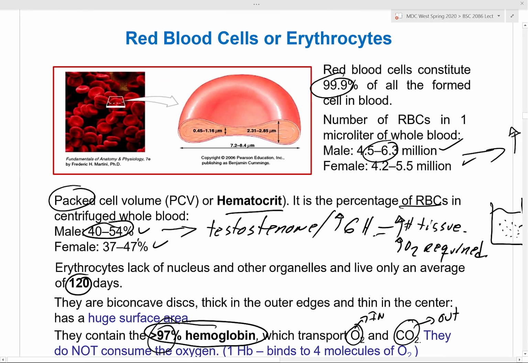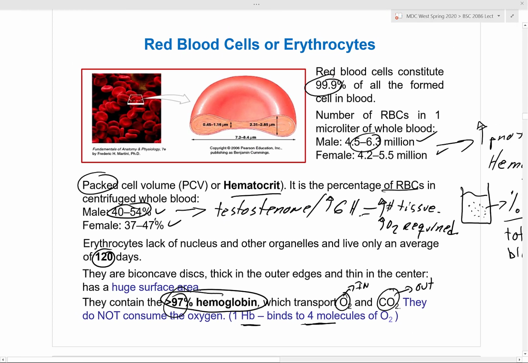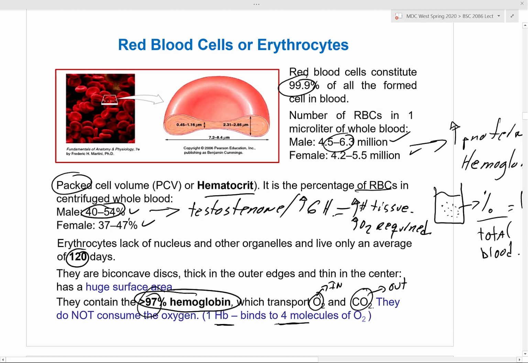So let's talk about the red blood cells. Red blood cells constitute about 99.9% of all form elements in the blood. So what is the most predominant form element in the blood? Red blood cells or erythrocytes. You have to be good with synonyms, guys, for this part.